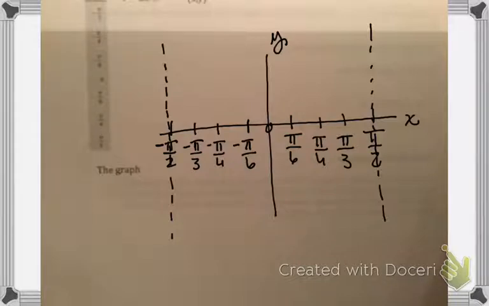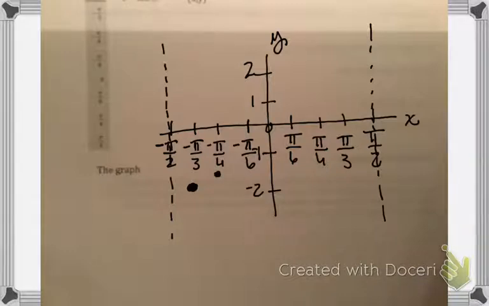So I'm going to put in the values that we found. The first value was negative pi over 3. At negative pi over 3, I got negative 1.73. I did not put those values in there. Let me do that really quick. Okay, so that's going to be somewhere down in here. And then for negative pi over 4, I got negative 1.